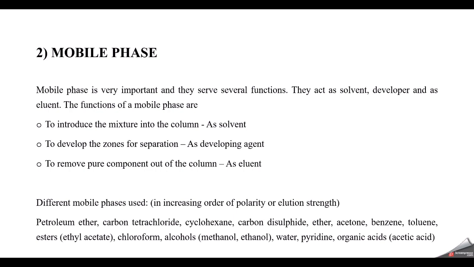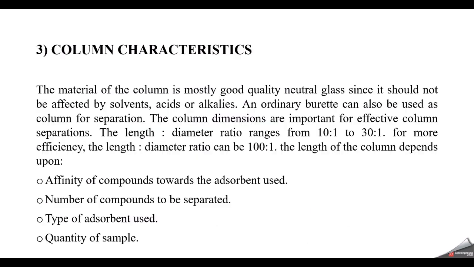Different mobile phases used are based on increasing order of their polarity or elution strength, like petroleum ether, carbon tetrachloride, cyclohexane, carbon disulfide, ether, acetone, benzene, toluene, ester, chloroform, alcohol, water, pyridine, organic acid like acetic acid. These are used based on their polarity or elution strength.